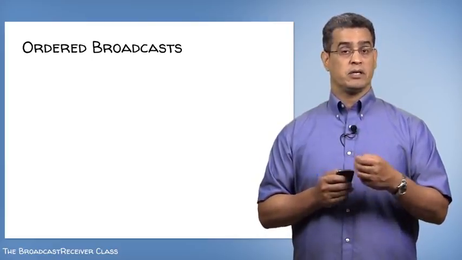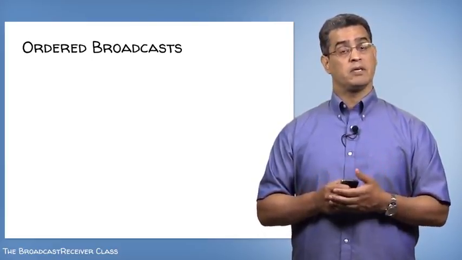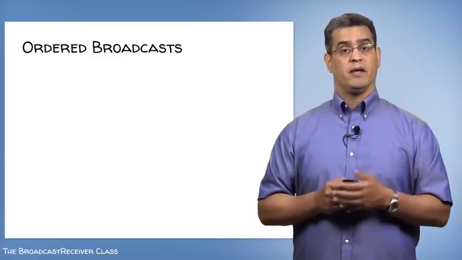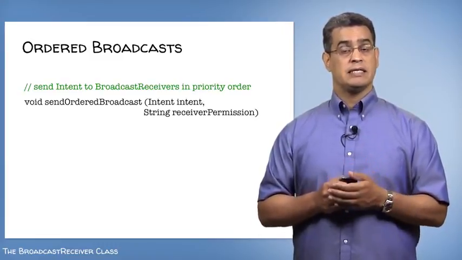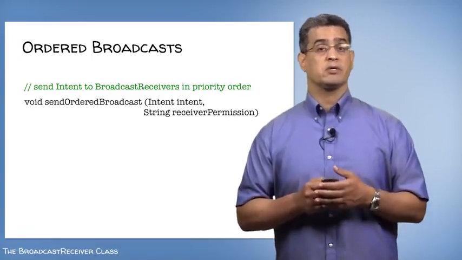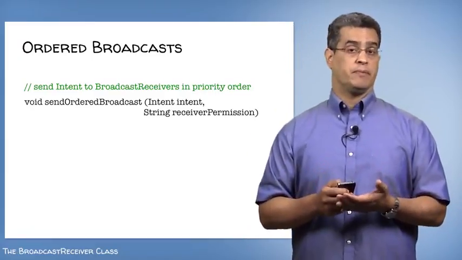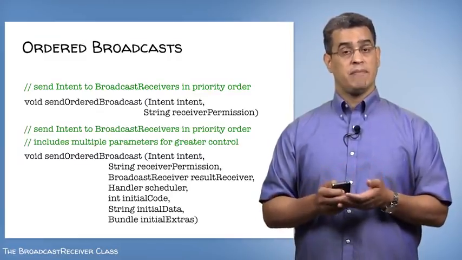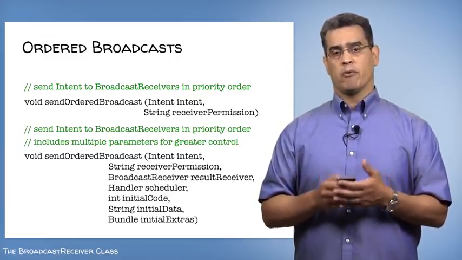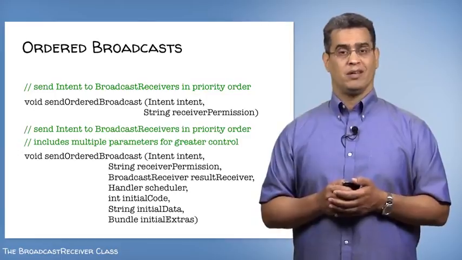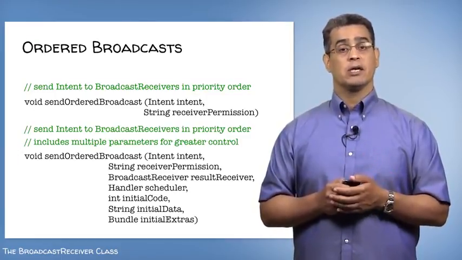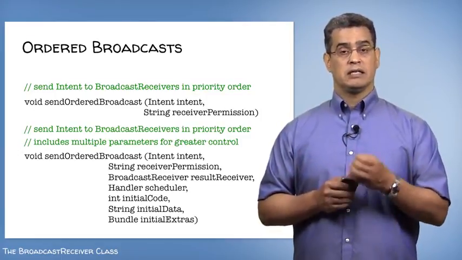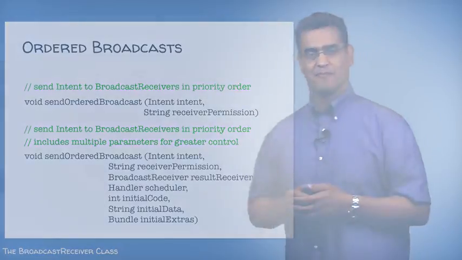You can do that using some of the following methods from the Context class. The first sends an intent to broadcast receivers that have a specified permission in priority order. The second does the same thing, but provides additional parameters for greater control. Let's look at some applications that use these methods to send ordered broadcasts.